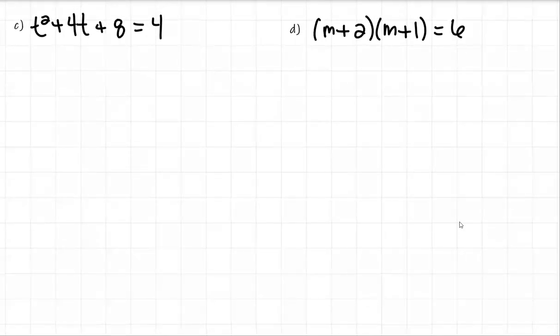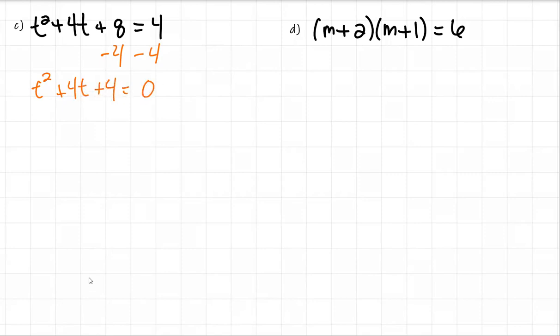Okay, so on the left-hand side, we have t squared plus 4t plus 8 equals 4. Now careful, because our zero product property says that eventually it has to equal 0, right? It requires equals 0. So I need to make sure that there's an equals 0 over here first. Well, how do I get rid of that 4? I subtract it from both sides. So -4, -4. Okay, so then I end up with t squared plus 4t plus 8 minus 4, which is +4, equals 0.